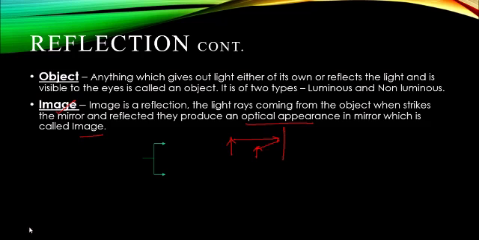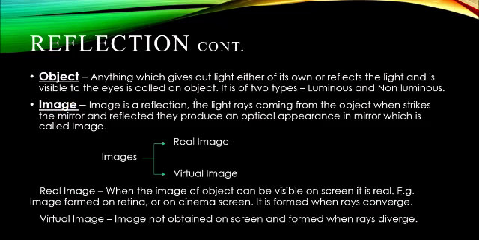So the next point we are going to study is types of images. Images are of two types, real and virtual. What is real image? Real image is when this is the mirror, if you can see, and this is the principal axis of the mirror. We will study it later. The object is this. When the light coming from the object strikes the mirror and forms the image in front of the mirror only, then that image is known as real image.